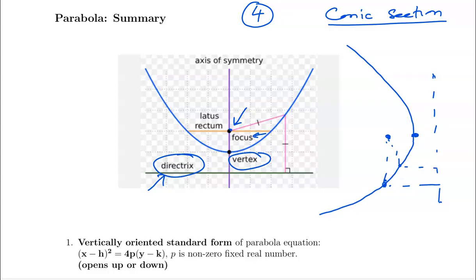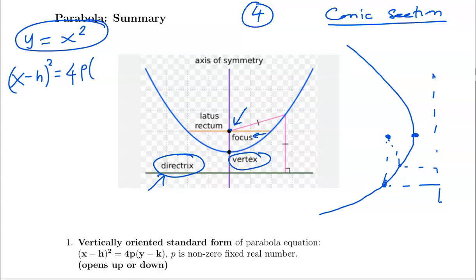We are familiar with the parabola that opens up because y equals x squared. Everybody is familiar with that one, right? So y equals x squared opens up. If there's a negative x squared, then it opens down. So start with this one. My equation for the parabola that opens up or opens down looks like (x minus h) squared equals 4p times (y minus k). Now what are these?